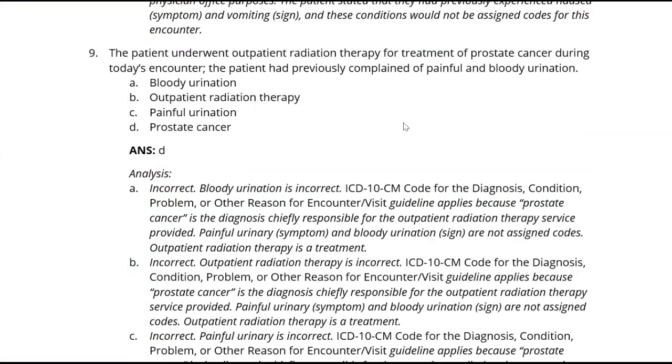Number 9, they came in for an outpatient radiation treatment. So they came into the office for the prostate cancer during today's encounter. They have previously complained about painful and bloody urination. Once again, why are they coming in today? Coming in today for that prostate cancer.